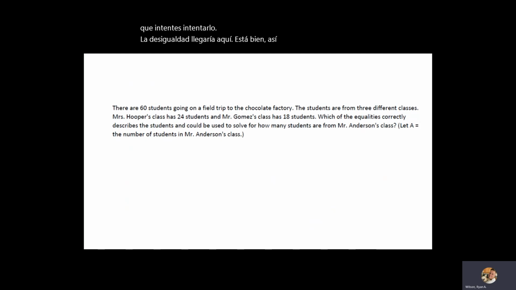So you have 3 different teachers. They didn't give you Mr. Anderson, they gave you the other 2, okay? I don't want to give you the answers because they already had them highlighted. So what information can I write out to the side before I start to try to write this equation? So there's over 60 students, okay? Hooper has 24, and then Gomez has 18. And then we had a teacher that we don't know how much is, which is Anderson, okay?